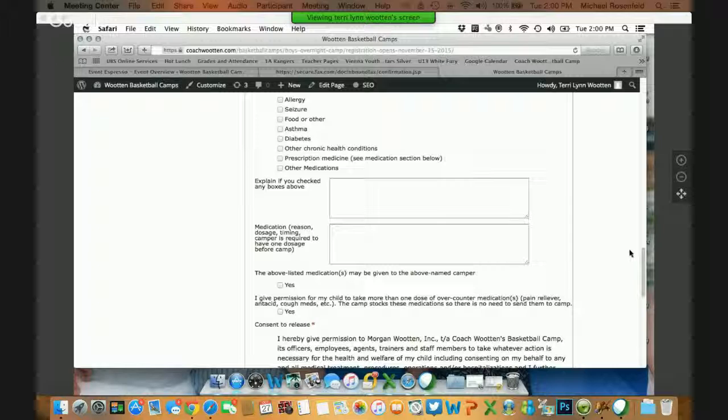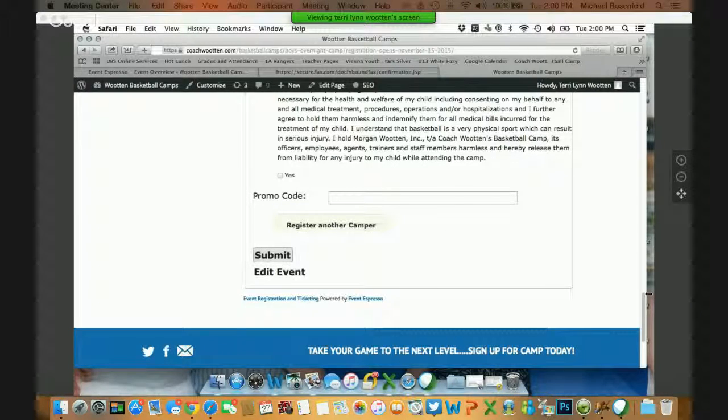All right. Can you go to the bottom again, please? Sure. So I can either register another camp or complete my registration. Those are the two options. Correct. Pretty much. And edit event is just because you're logged into WordPress. That wouldn't be there.